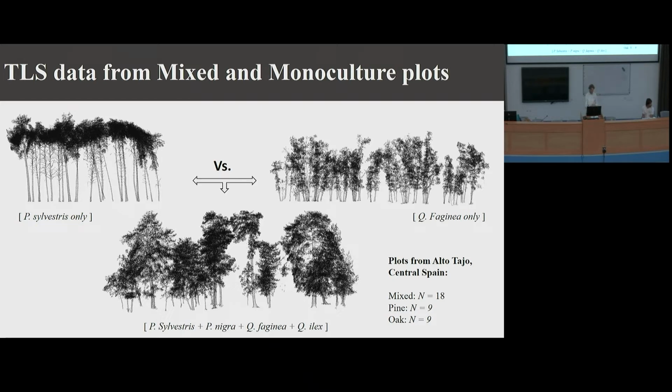Ilex, which we've seen in other presentations, is very drought tolerant. Fahinia is semi-deciduous within the plot. And then we've got Pinus sylvestris and Pinus nigra, 2 pine species. And we have 18 mixed plots, 9 pine and 9 oak.